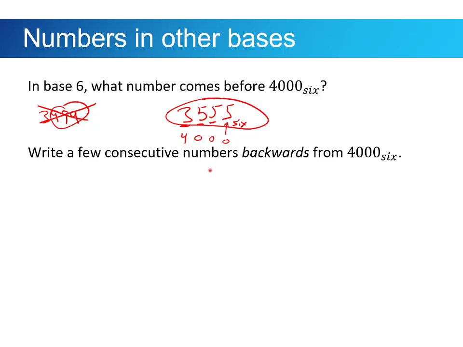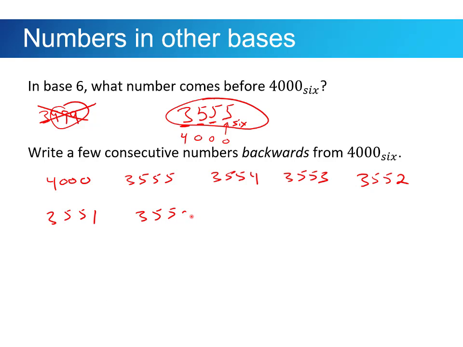Well, let's continue and write a few consecutive numbers backwards from 4000. Before that, 3555. Before that, 3554. Before that is 3553. And before that, 3552. Let's keep on going down at least until it flips over. 3551. 3550. Okay, now here's the interesting part.